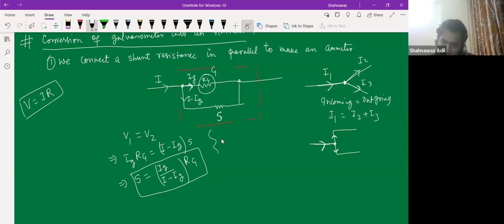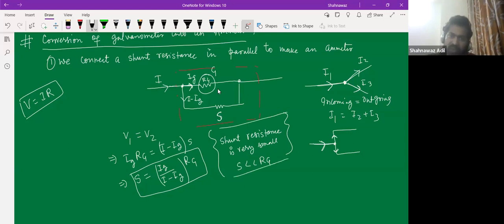Remember, the shunt resistance is very small. So S is very much less than G, the resistance of the galvanometer in the calculation. So this is how you make the ammeter, right?